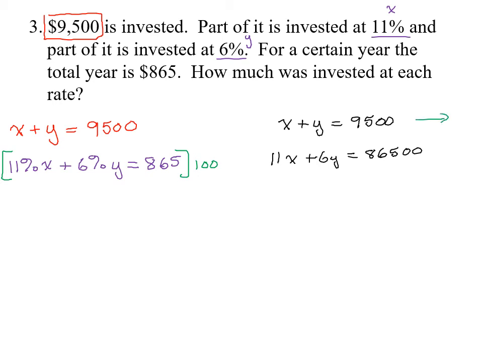Then there's an 11 on the bottom, so I'll put an 11 multiplying on the first one. There's a 1 on the first one, so I'll put a 1 on the bottom one. I need one of them to be negative, so I'm going to make the bottom one negative. And so my two equations then become 11x and 11y. And I have to do 9,500 times 11 to get 104,500. The bottom one doesn't change except the signs. It's negative 11x minus 6y is negative 86,500.